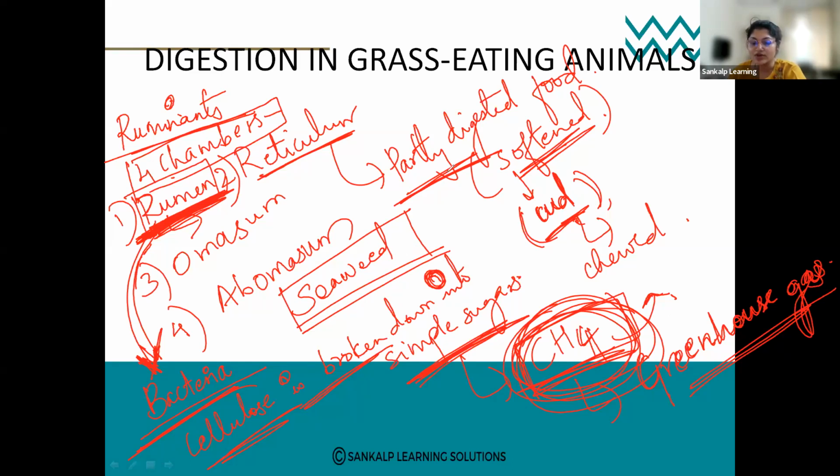Animals such as horses and rabbits have a large sac-like structure that is called the cecum.